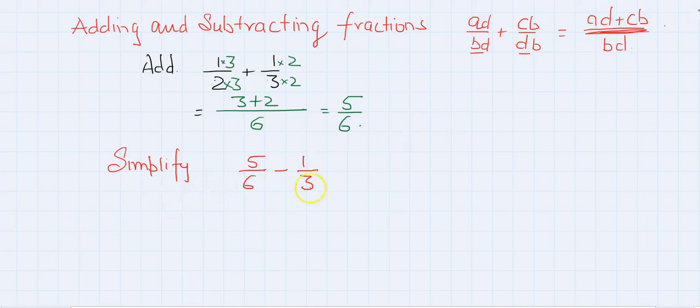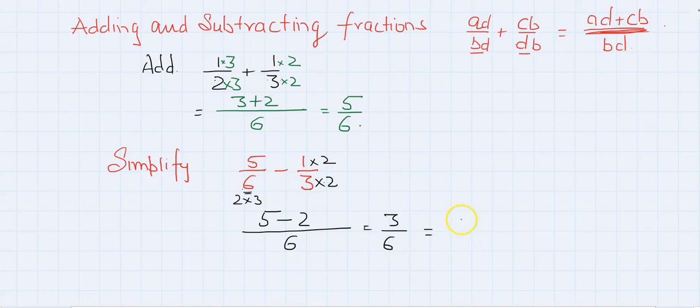Let's take another example. We have to subtract 1 over 3 from 5 over 6. Now we have a 6 here. We need not multiply here by 6. We know the factors of 6 are 2 and 3. So 3 is already here, so we multiply by 2, and we also multiply 1 by 2. Now we can see this is a 6 and this is 6. So we can write 6 here. This will be 5 minus 2 times 1 is 2. So that will be 3 over 6, which in the simplest form we can write as 1 over 2.